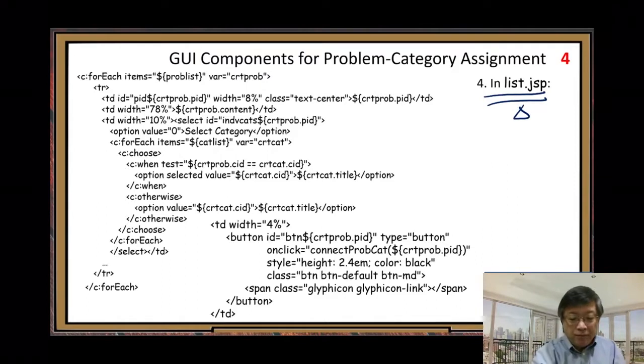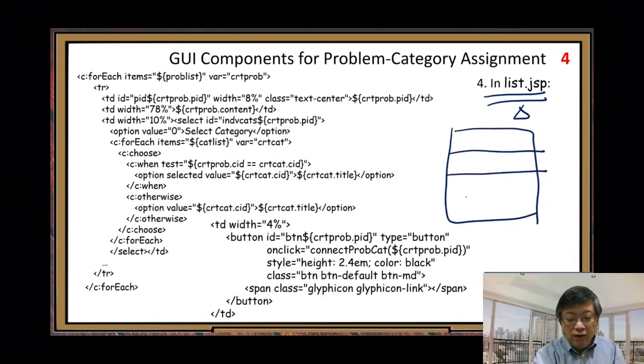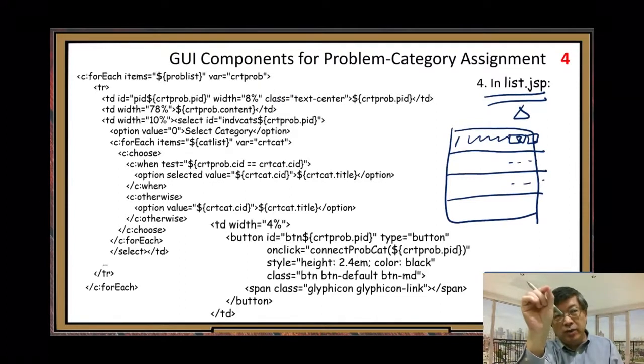So basically, let me draw the diagram. For example, each row we have one math question display, right? Each row one math question. Question 1, content. So then here I change the table. I put a category drop down list. Then I put a button here. So for each question I do things like this. So you can select a category, click the button to make that mapping, to make that association, to make that assignment. So that is the GUI I use here.